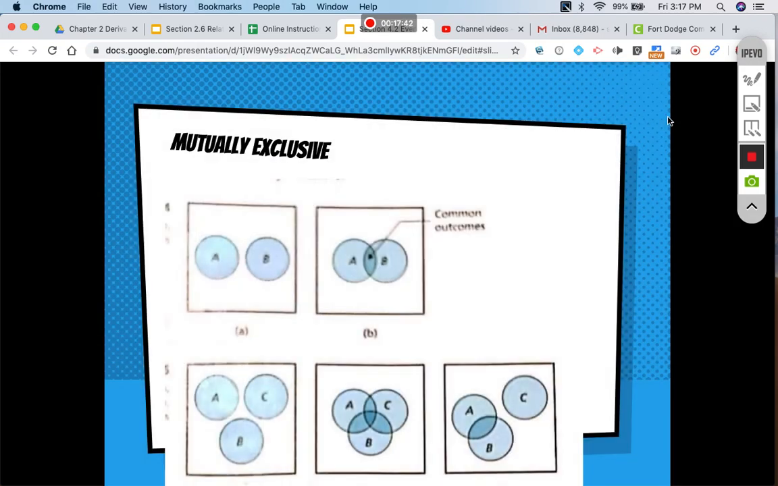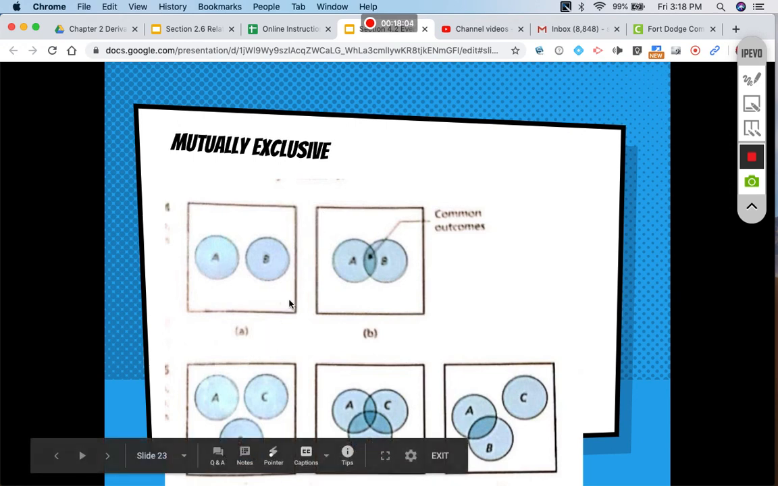So again, coming to Venn diagrams, when we have here two events, this is mutually exclusive. They don't overlap at all. The intersection is nothing. These two overlap, so they have some common outcomes. There's something in common with A and B, so these are not mutually exclusive. If you get to 3 events here, these are mutually exclusive. There's no overlap. These, they all overlap. It's obviously not mutually exclusive.